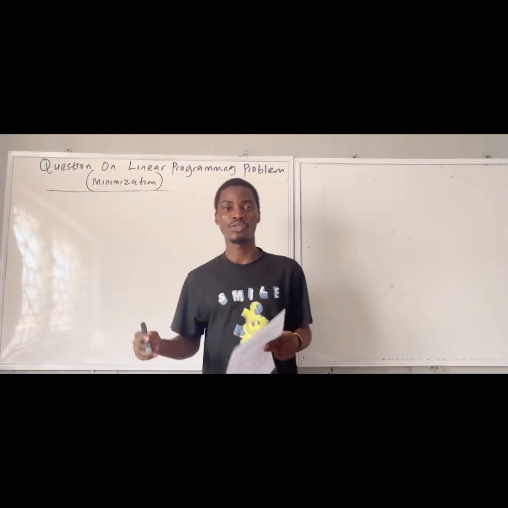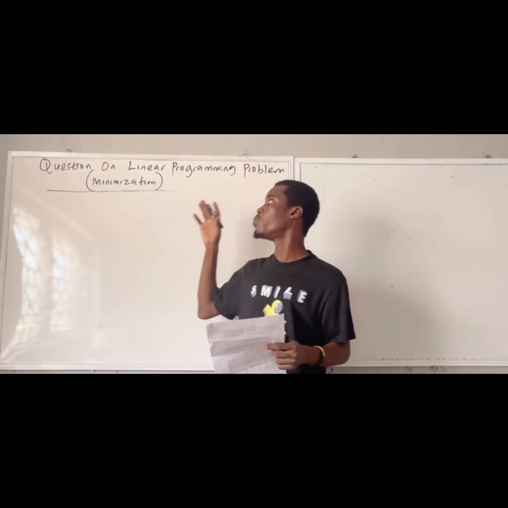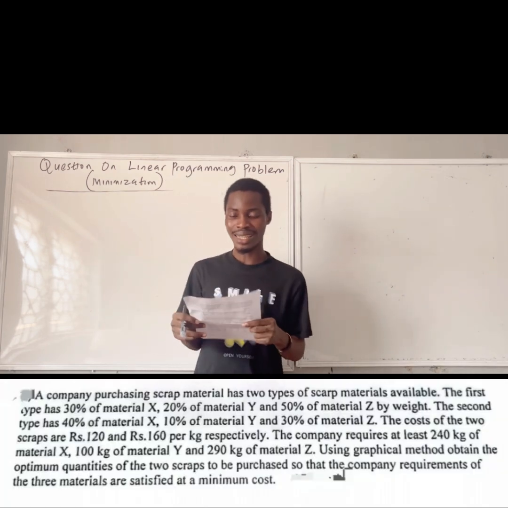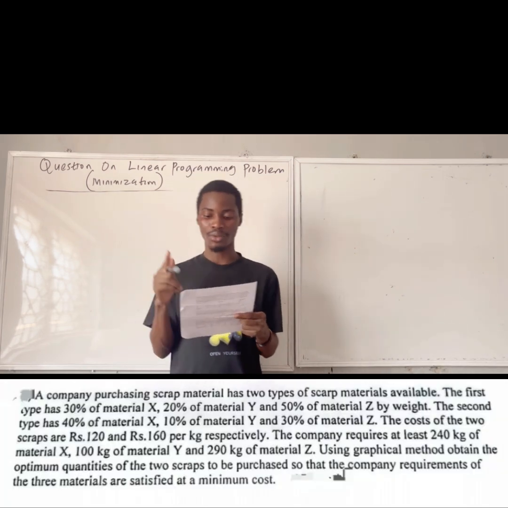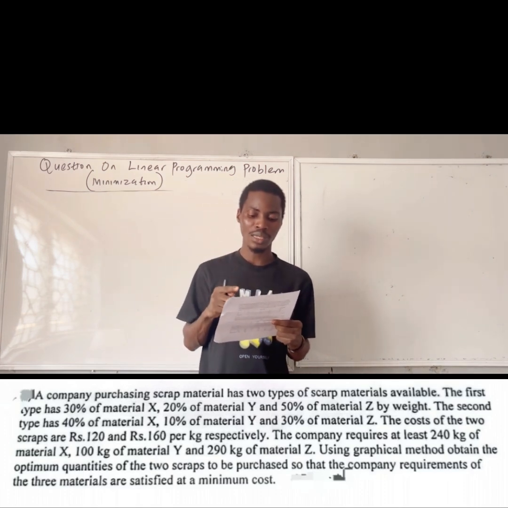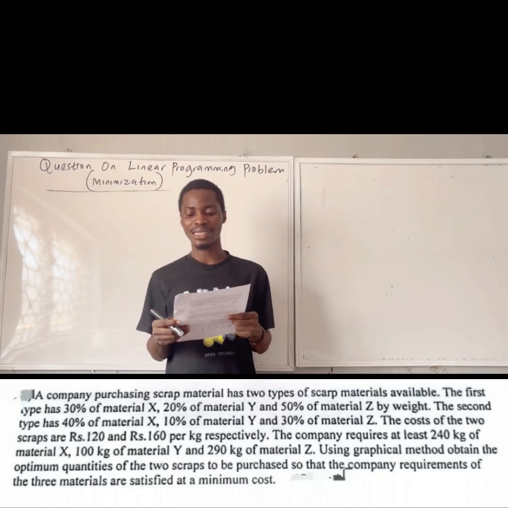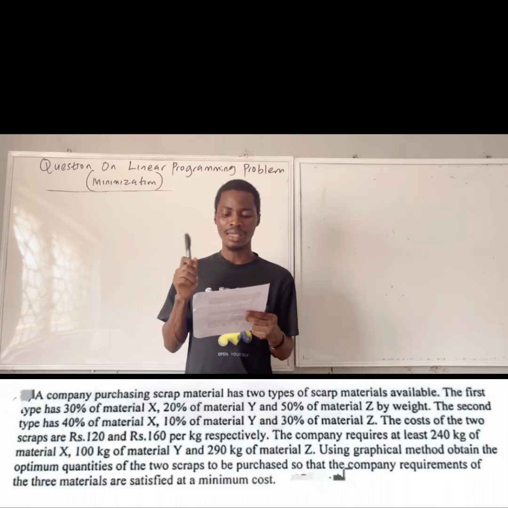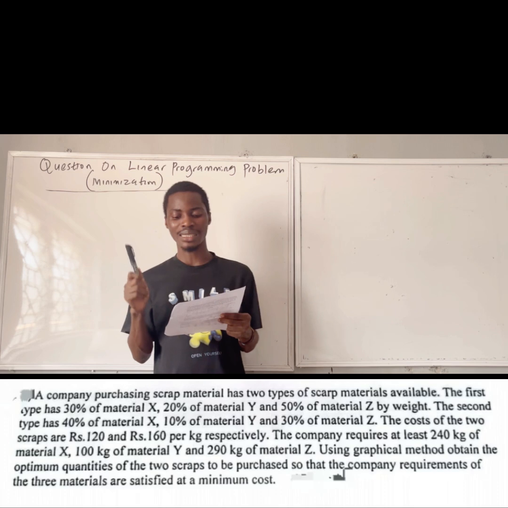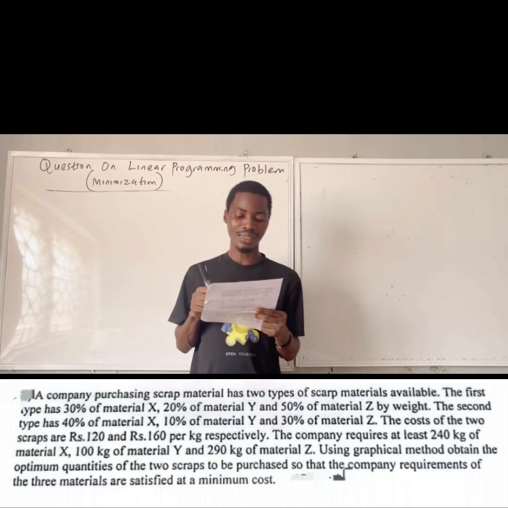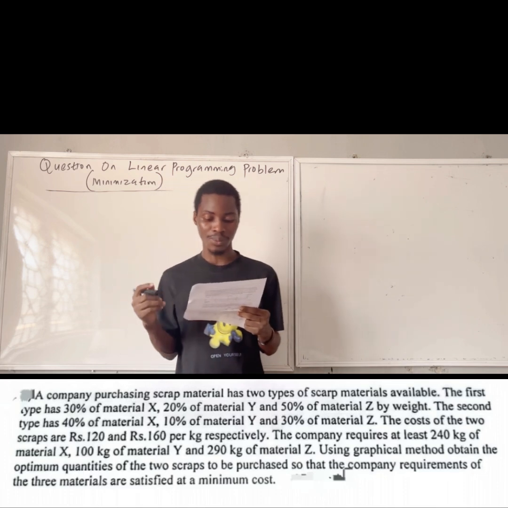We will be considering questions on linear programming problem minimization. A company purchasing scrap material has two types of scrap materials available. The first type has 30% of material X, 20% of material Y, and 50% of material Z by weight. The second type has 40% of material X, 10% of material Y, and 30% of material Z. The cost of the two scraps are Rs 120 and Rs 160 per kilogram respectively.